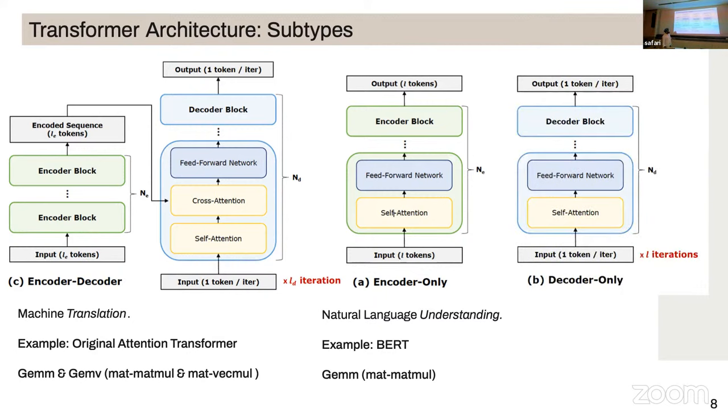And then finally, we have decoder styles. Those are the ones that are really popular these days. They're used for natural language generation. For instance, GPT-2. I say GPT-2 here because that's the one they investigate in the paper. But obviously, ChatGPT is the hot stuff right now. And this one does matrix vector multiplication.